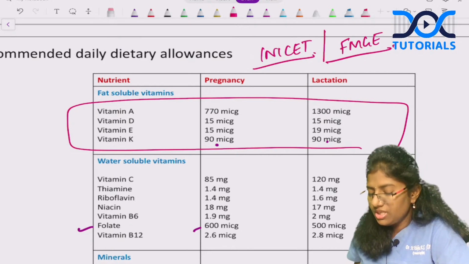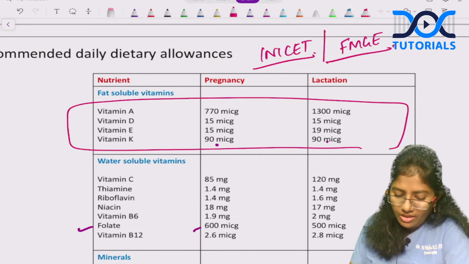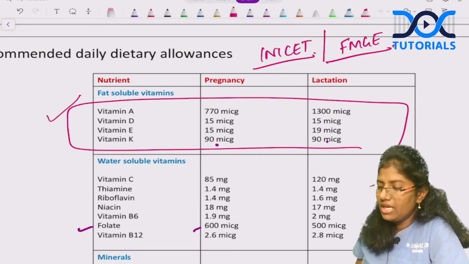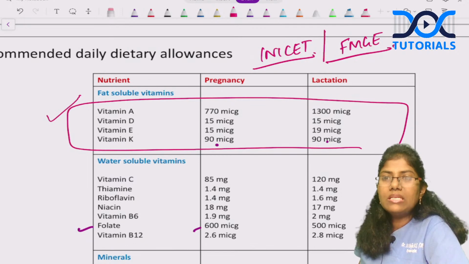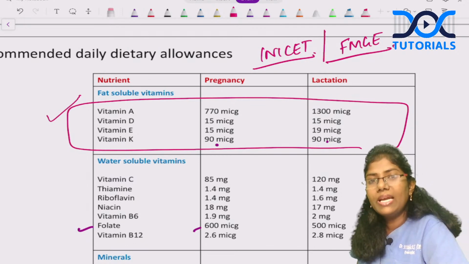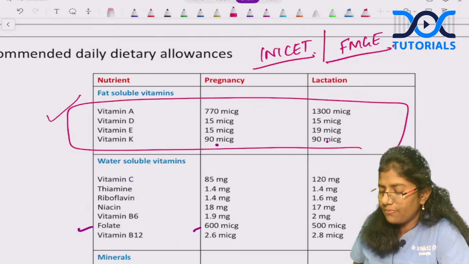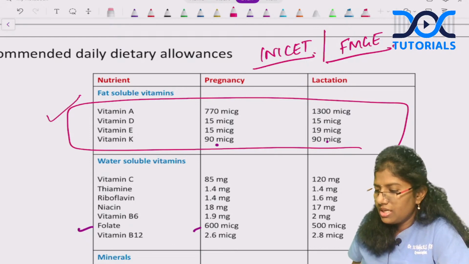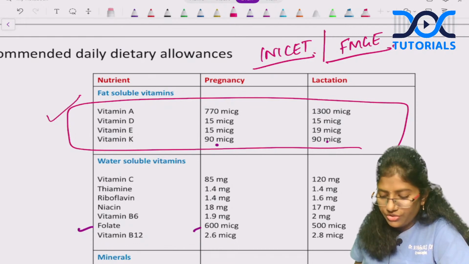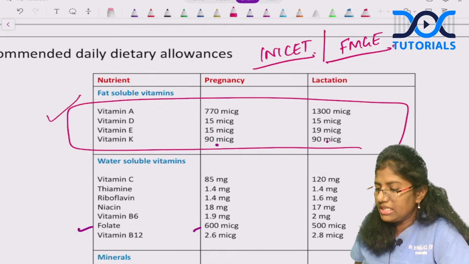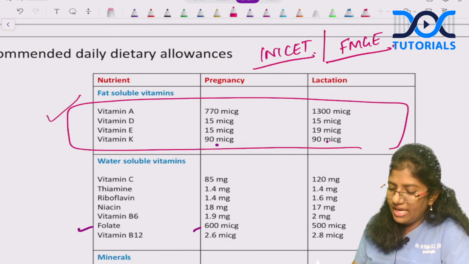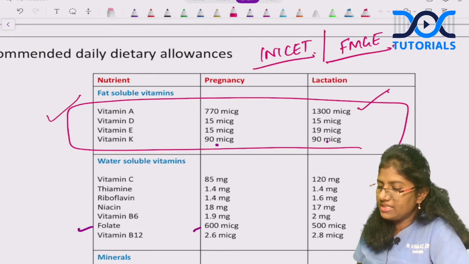Come on, now answer this question. Which of the following vitamins, take the help of the screen, which of the following vitamins' RDA is more during lactation when compared to pregnancy? Yes, you're correct. Okay, vitamin A is the correct answer.